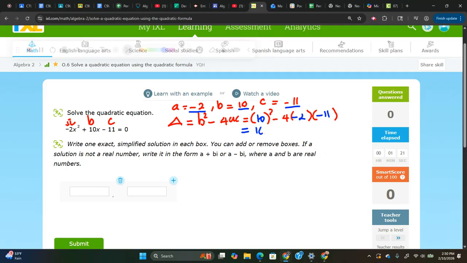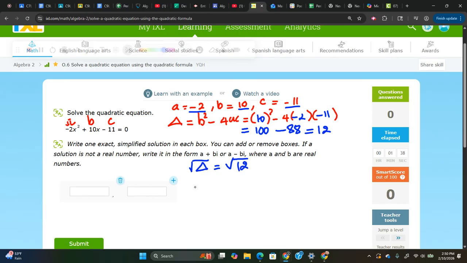10 squared is 100. Subtract times subtract times subtract is a subtract. So 8 times 11 is 88. Together, I come out positive 12. So if you take the square root of delta, that's the square root of 12.